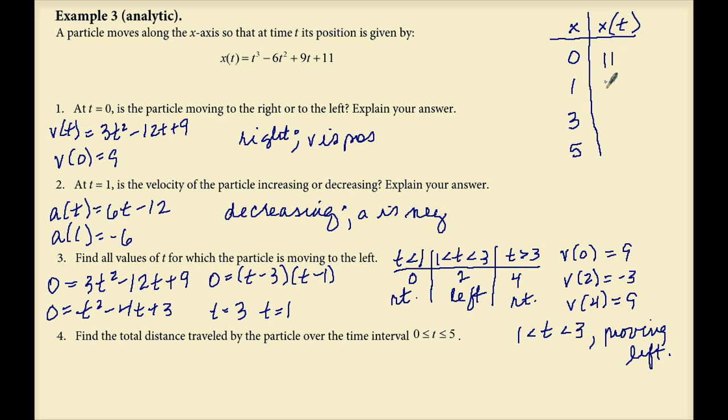At time 1, 15. So 4 units to the right. At 3, back at 11. This was 4 units left. And then at 5, we're at 31, which is 20 units to the right. So we know that the total distance traveled by this particle, 4 plus 4 plus 20, is 28 units.